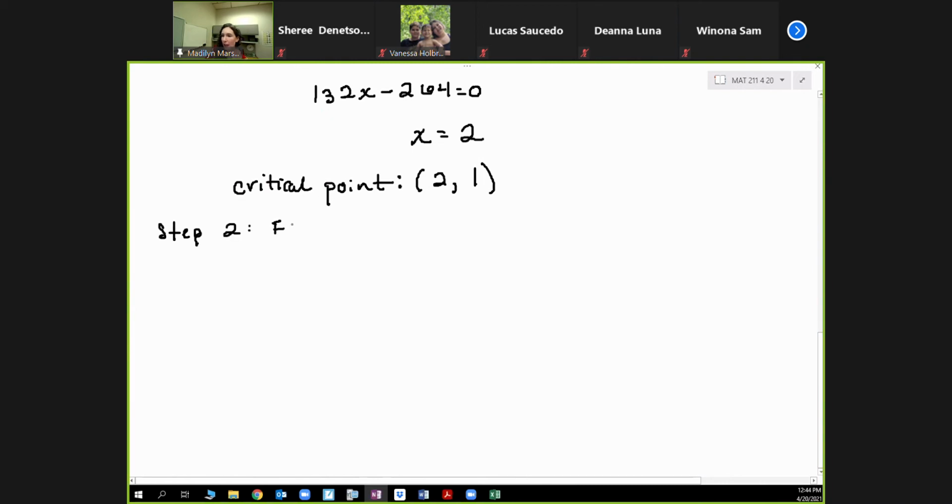Which is to find A, which is, we don't have an F here, we have a P. So A is P_xx at (a, b). So our critical point here is 2, 1. So that's the (a, b). We need to find B, which is the partial with respect to x then y. Make sure that's right, yes. And C is the partial with respect to y.